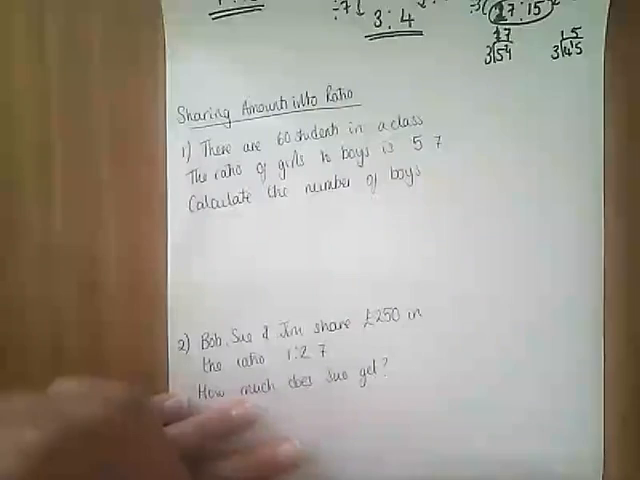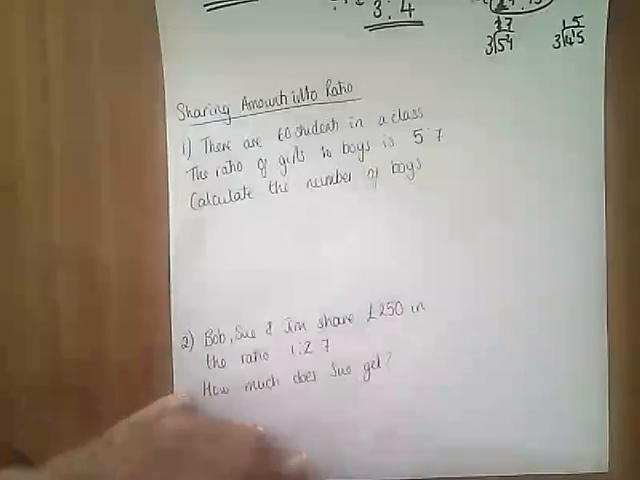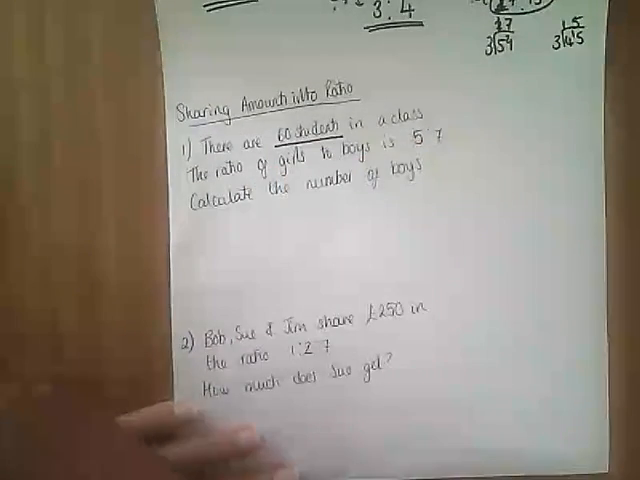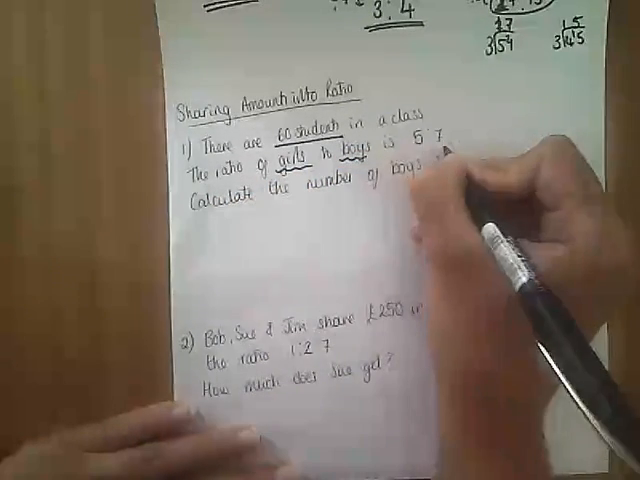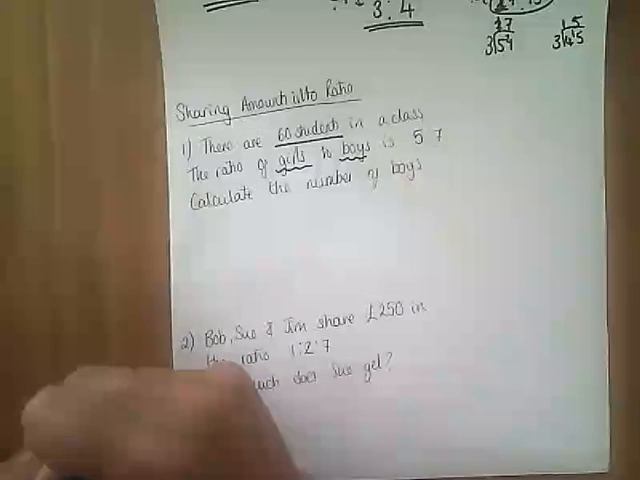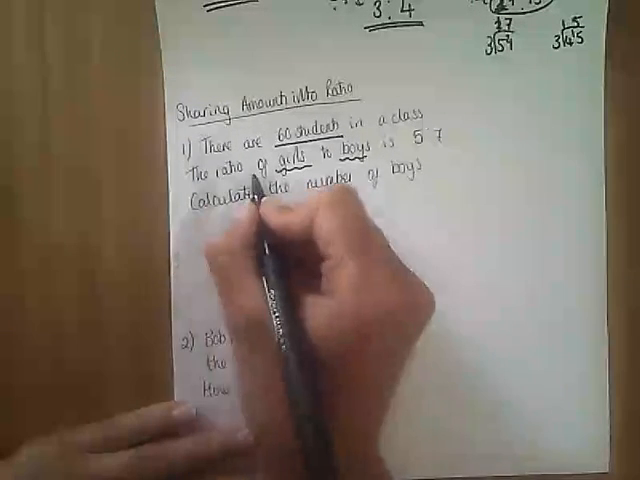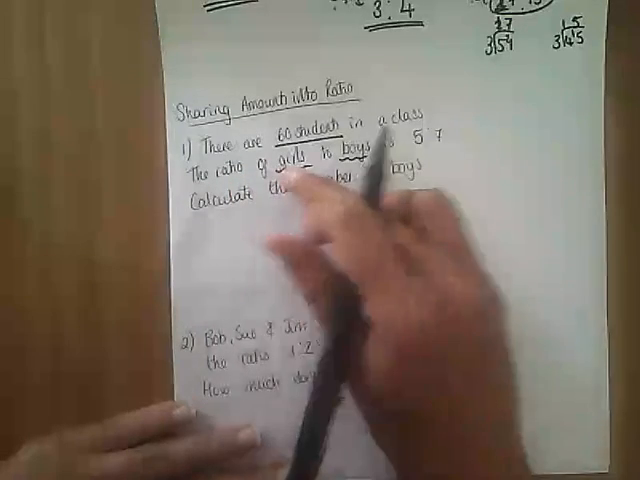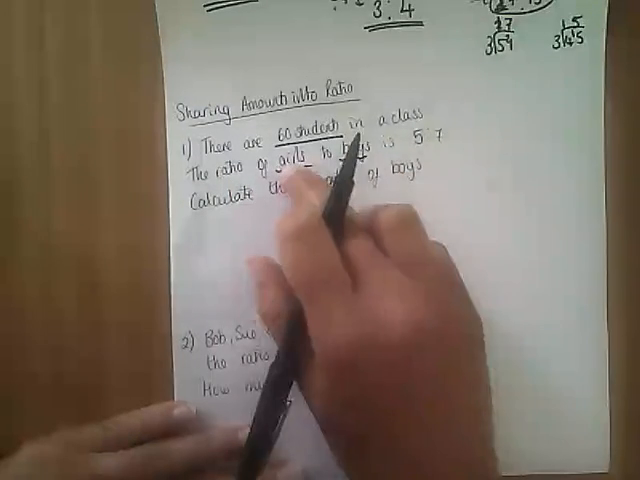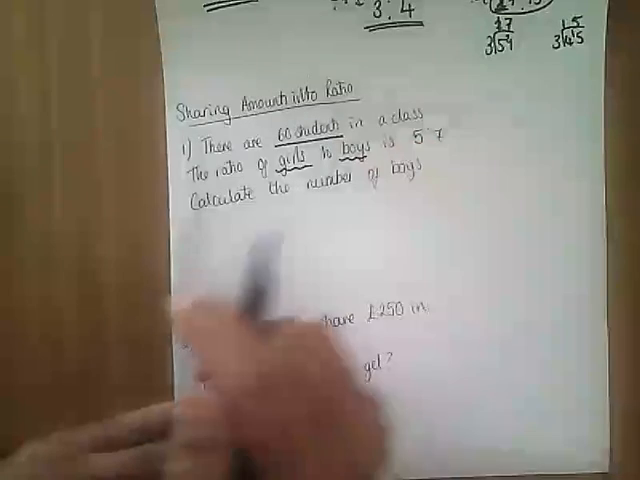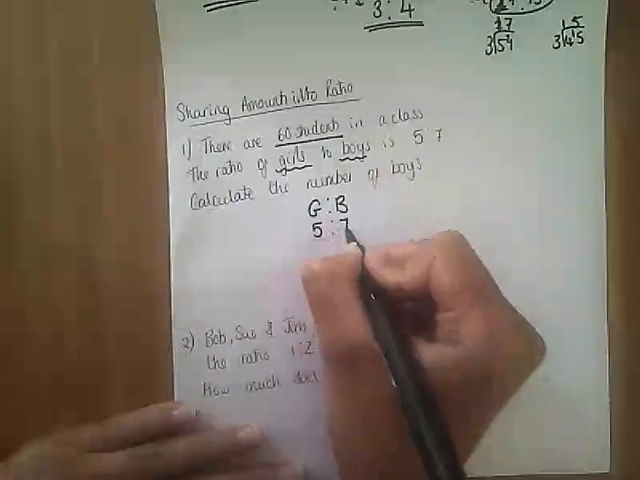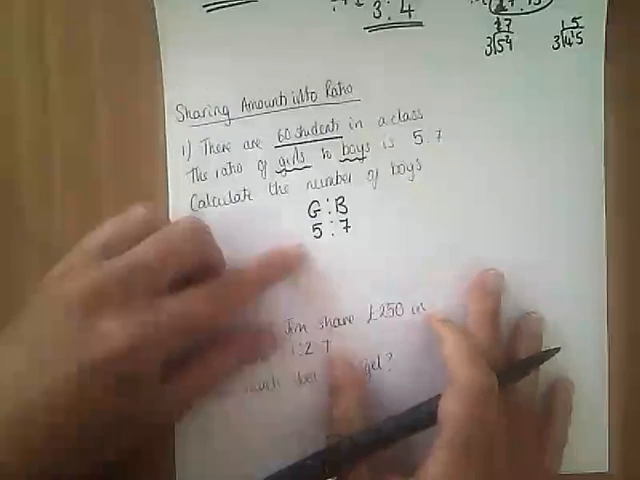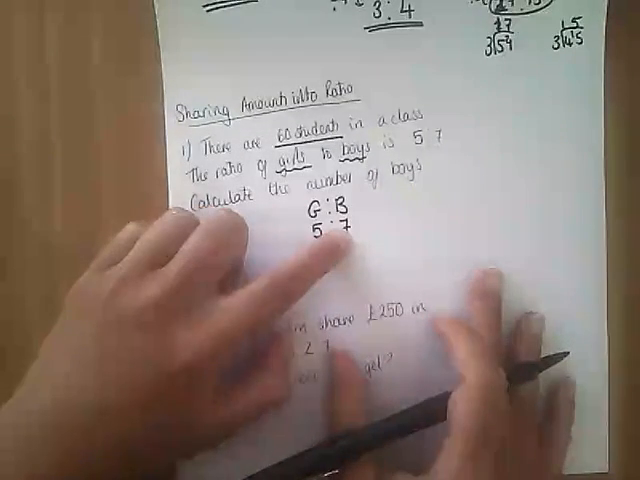Right, now what might you be asked to do? You might be asked to share amounts into ratio. So here we go, we're going to dive straight in with an example. There are 60 students in a class. The ratio of girls to boys is 5 to 7. Calculate the number of boys. Now when we write the ratio of this to this is this, it's written in the same order as the ratio. So girls to boys is in the ratio 5 to 7. That means 5 parts are girls, 7 parts are boys.